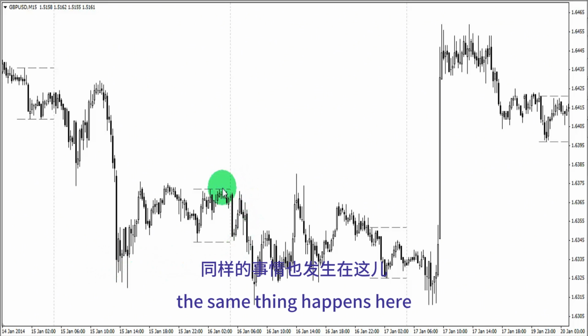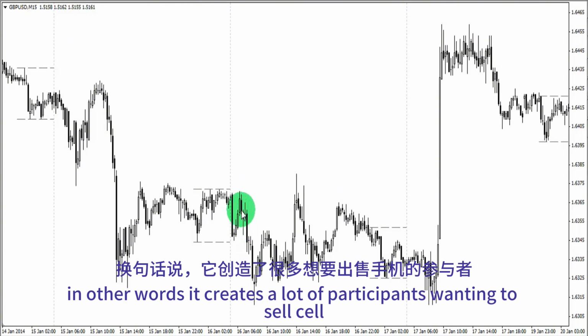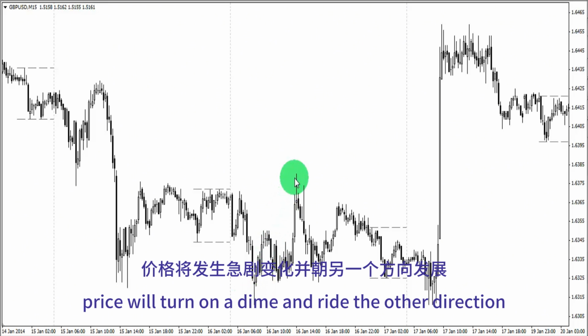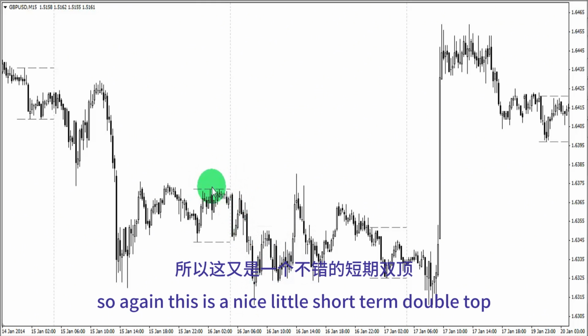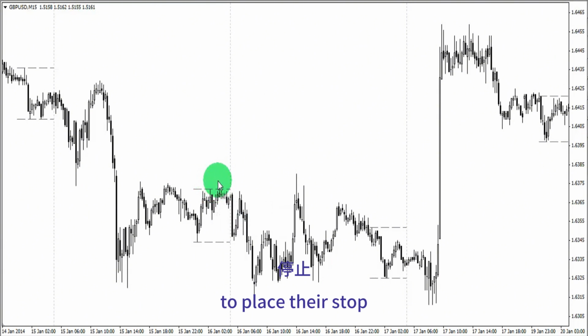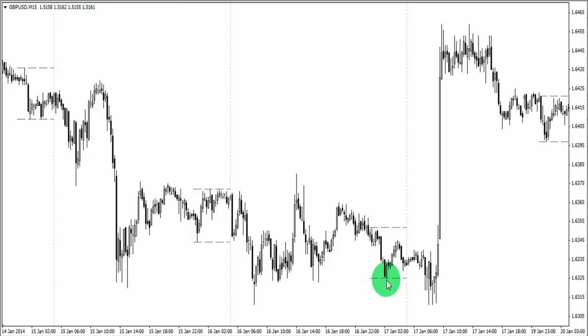The same thing happens here. We're in a consolidation. Price action drives down lower quickly. This injects a lot of liquidity. In other words, it creates a lot of participants wanting to sell, sell, sell. And what will happen is this price will turn on a dime and rally the other direction and clean out the level prior to its inception moving lower. So again, this is a nice little short-term double top. And this is exactly where retail traders are trained to place their stop like good little slaves, and eventually they are raided as you see here, on the buy side.